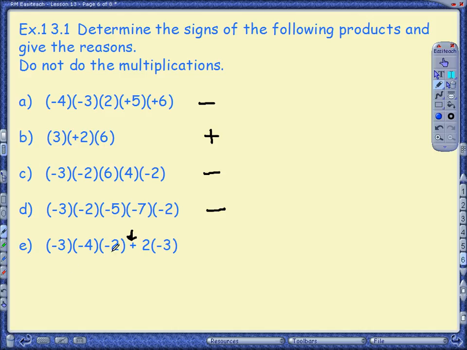Okay? We have 2 products. This is the first product. This is the second. So 2 products, one here and one here. 1, 2, 3 negatives is a negative. I'm going to rewrite this plus sign. And the second product is also negative. Well, I know if I add 2 negatives, my answer is negative. So that is also a negative.